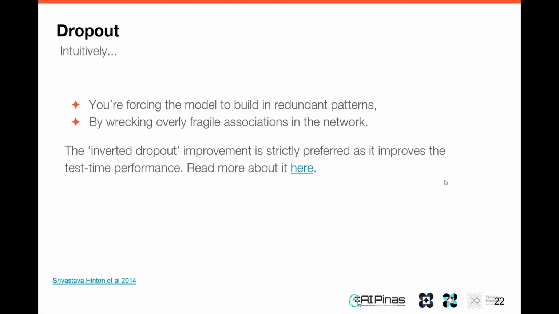Why would this really help? Think about it intuitively. If you train many different neural networks and drop out every other neuron, you're forcing the model to build redundant ways to encode the same data. You're making it less fragile. You're spreading the predictive power across the entire network.